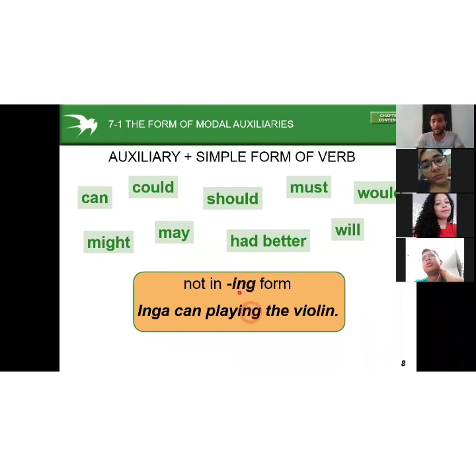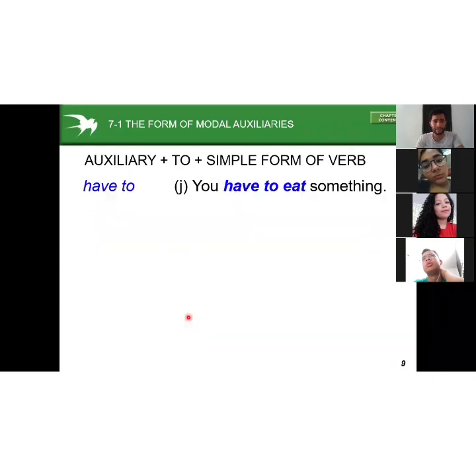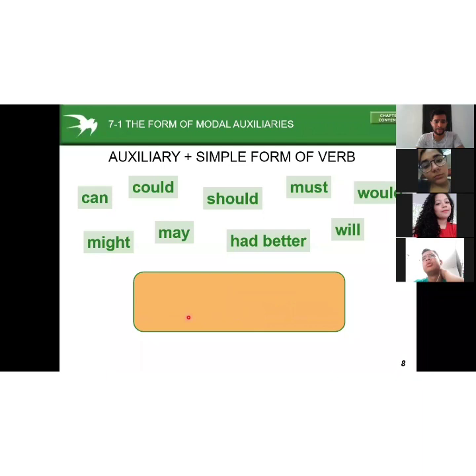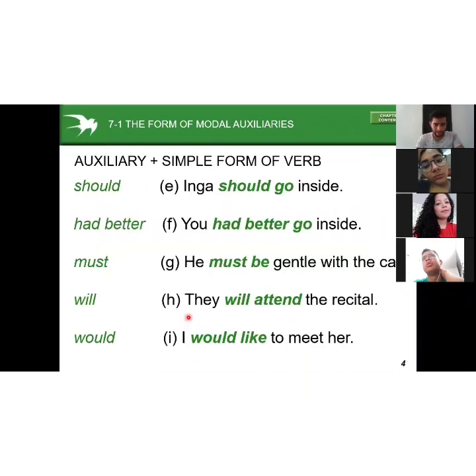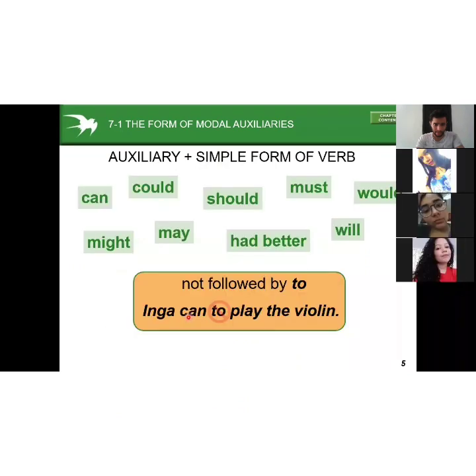What about the one in ing? You cannot use the one in ing either. Like, Inga can playing the violin? No, that's impossible. So with can, we can only use the simple form. I think that's completely clear. Is it? Is that clear, everything? Is everything clear here? Yes. All right, that's great.